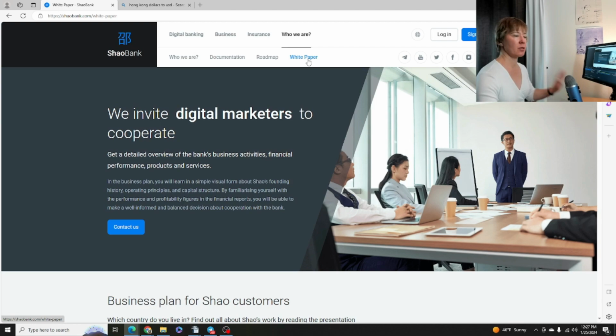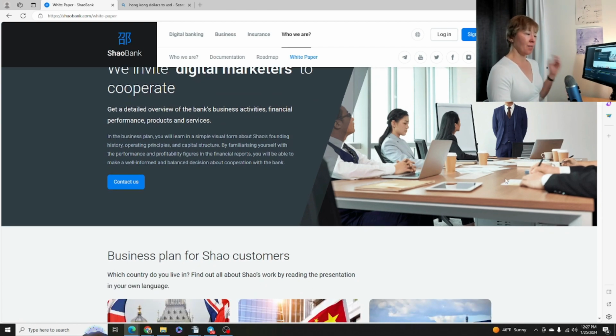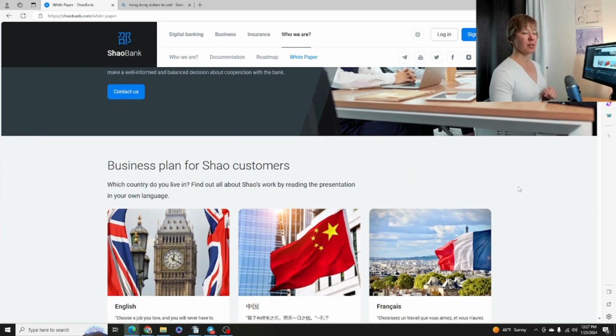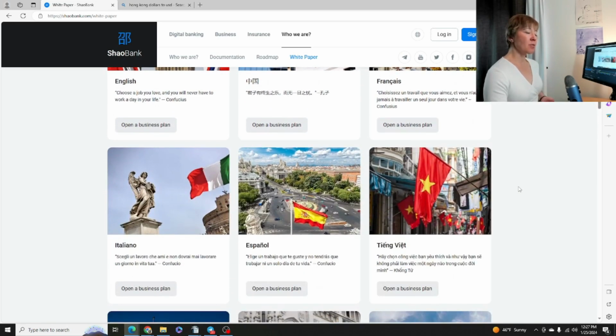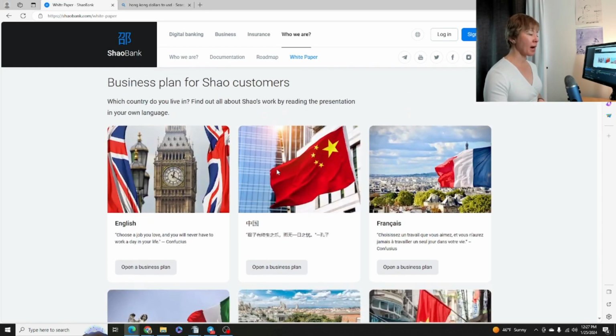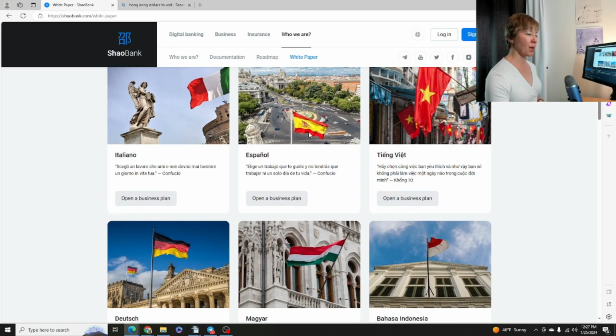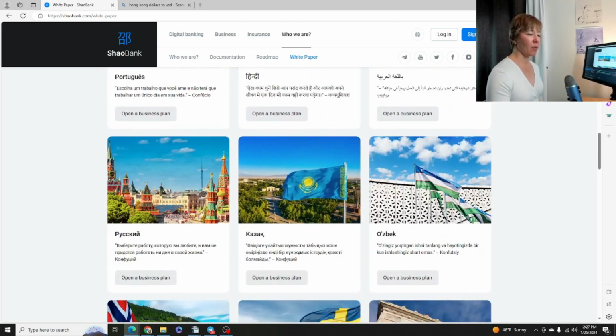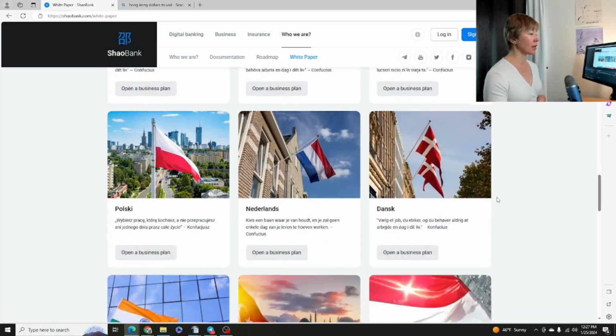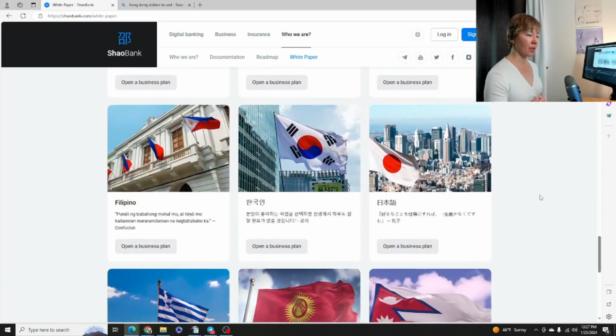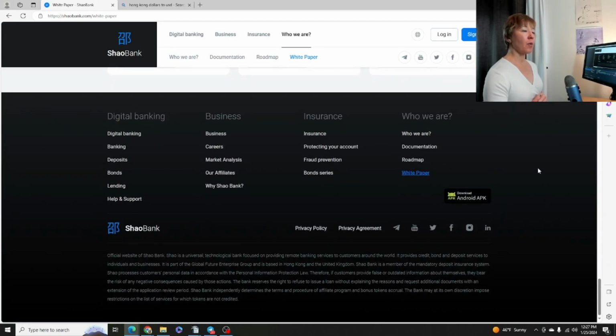It's never too much to have all the information to see if this particular bank project, I keep referring to it as a project, is right for you. And then we have the business plan in many different languages under the white paper there. So you can look that over in whatever particular language suits you. So we have a lot of them there. All right, let's go ahead, and one more thing.